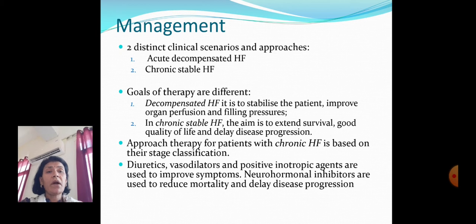In decompensated heart failure, the priority is to stabilize the patient first and improve organ perfusion and the filling pressures. While in chronic stable heart failure, the aim is to extend survival, let the patient lead a good quality of life, and delay disease progression. The therapeutic approach for chronic heart failure is based on stage classification. According to the NYHA classification, diuretics, vasodilators and positive inotropic agents are used to improve symptoms. The neurohormonal inhibitors are used to reduce mortality and delay disease progression.